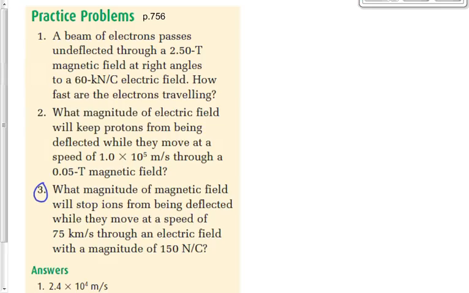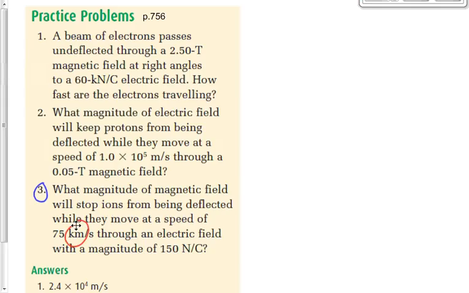We're going to take a look at our homework questions on 756, specifically question number 3. It says, what's the magnitude of the magnetic field that will stop ions from being deflected while they move at a speed of 75 kilometers per second through an electric field with a magnitude of 150 newtons per coulomb? First thing we want to deal with is that, right?